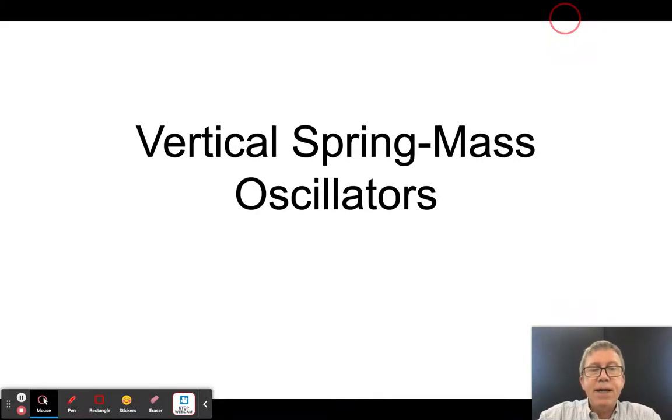Okay, so today we're going to look at spring mass systems that are oriented vertically rather than horizontally. And the thing is, first of all, they're easy to come by. It's very easy to hang a mass on a spring and have it oscillate. But what makes it a little bit confusing is that as it moves through its oscillations, it's changing both its potential energy due to gravitation and its potential energy due to the spring. So it can be a little bit confusing, but hopefully I can help you understand it here.